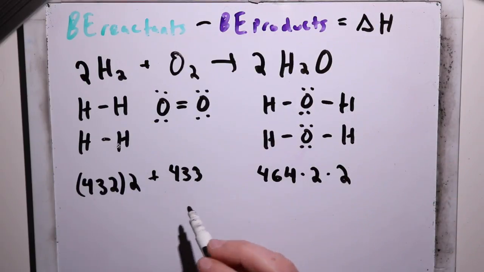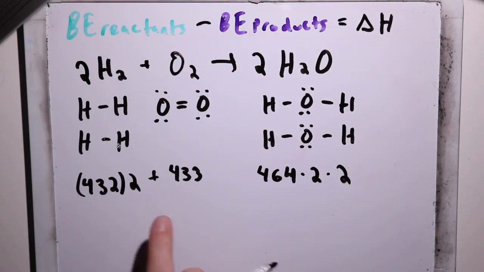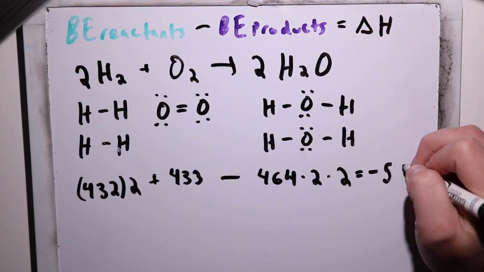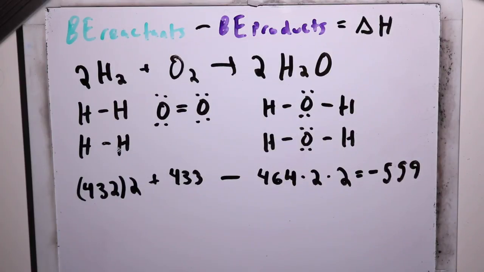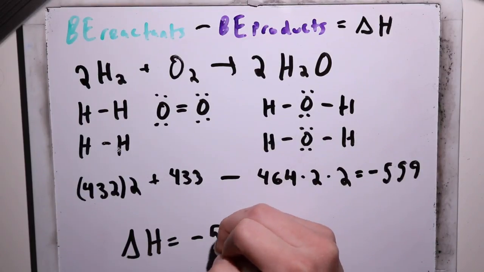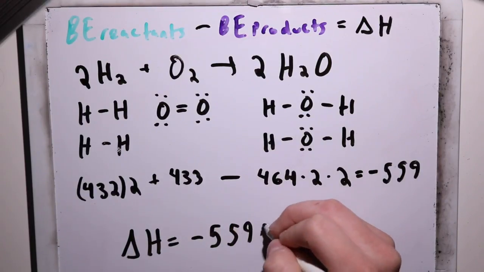So now, all we have to do is subtract the reactants minus the products. So this ends up equaling negative 559, which is exothermic. It is losing energy. So overall, the delta H, or enthalpy of this reaction, is negative 559 kilojoules.